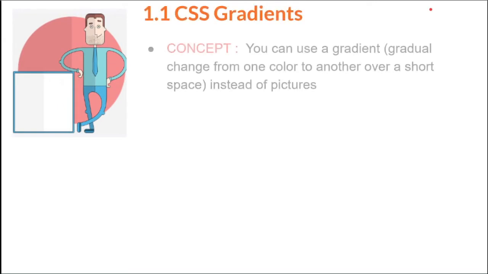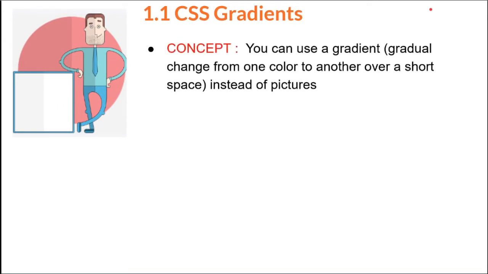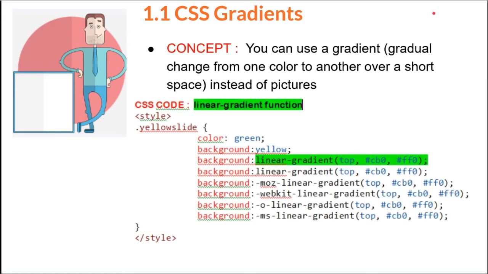CSS gradients. The concept. You can use a gradient, a gradual change from one color to another over a short space instead of pictures. For example, in this CSS code, we're applying the linear gradient function, which in CSS is like a normal function in JavaScript. It's actually a function. You pass it parameters to control the behavior of CSS.